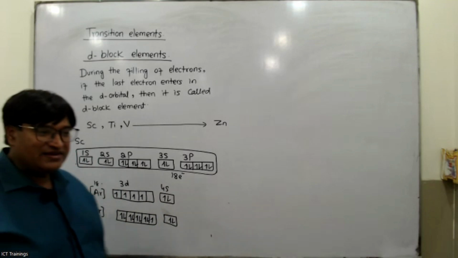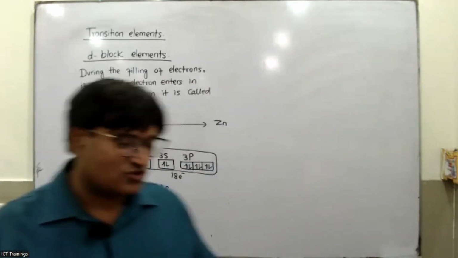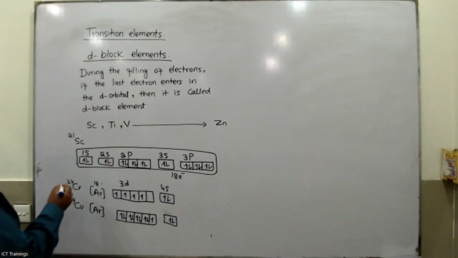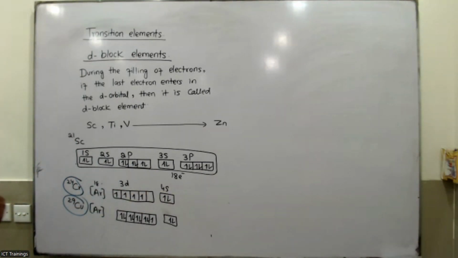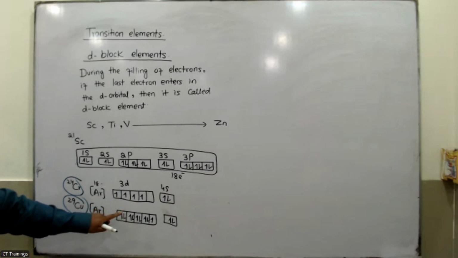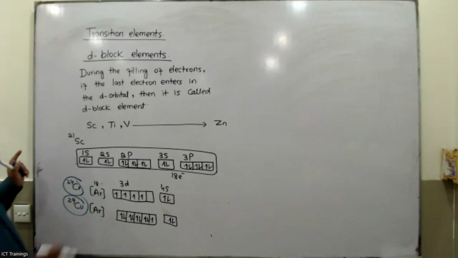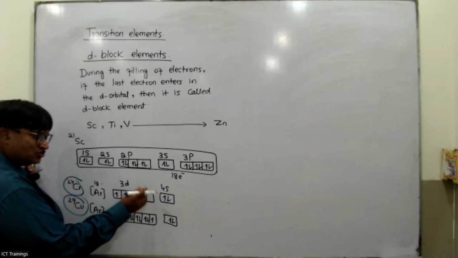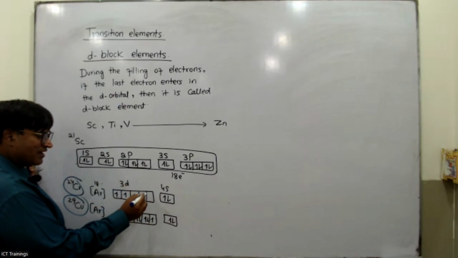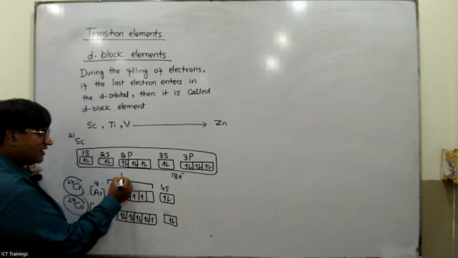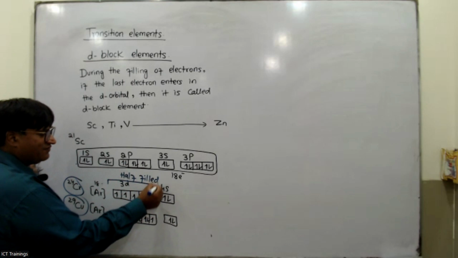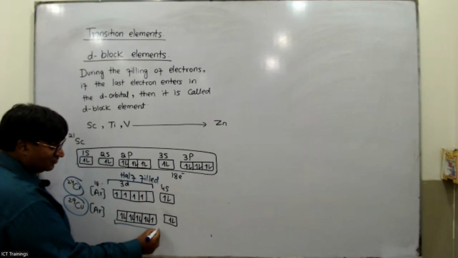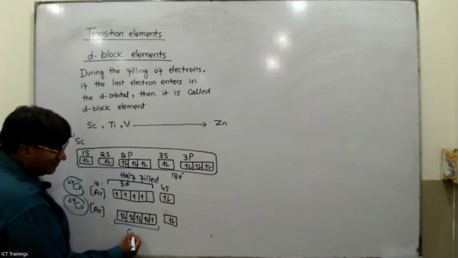Now, my dear students, these two elements, chromium and copper. This is their normal electronic configuration, but they do not show this electronic configuration. Why? Because if one electron is short in the 3d, it would become half filled. And if one electron is short in the 3d, it becomes completely filled.